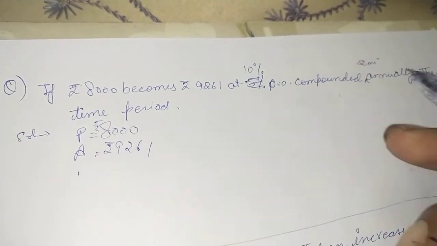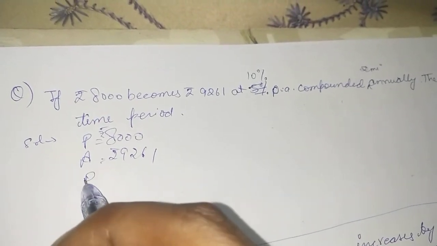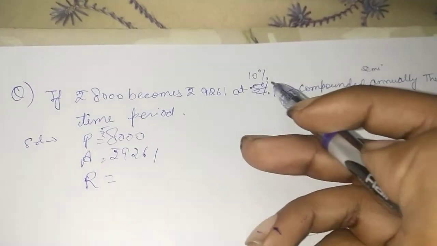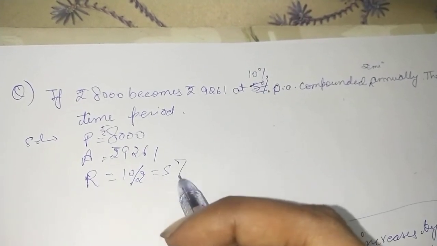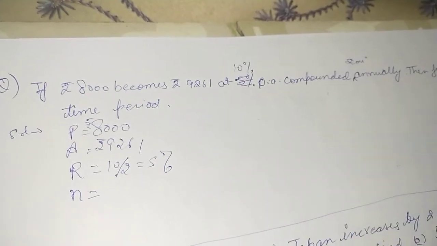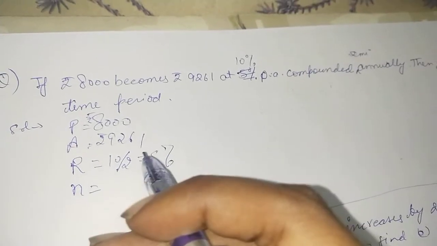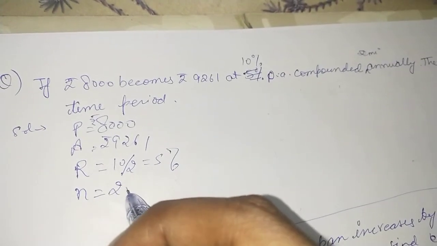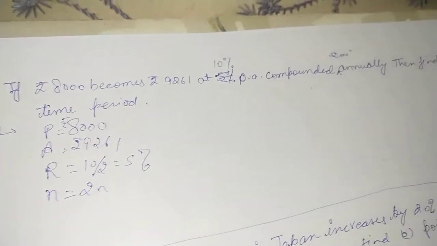Now it says semi-annually. So in these cases we cannot take the same R. R will be equal to whatever is the given rate divided by 2, so that will be equal to 5%. Similarly, n will be taken as the given time multiplied by 2. We do not know the time, so let's say the time is n, so 2n will be taken, double of that. That is what we studied for the half yearly case.